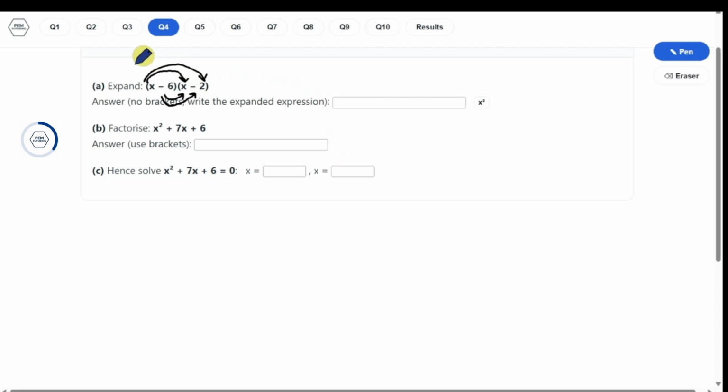So we want to do x times x, which is x squared. And then x times negative 2 is negative 2x. Negative 6 times x is negative 6x. And then we have negative 6 times negative 2, that is going to be positive 12. So we have x squared minus 2x minus 6x, that is going to be minus 8x, plus 12. And that is the answer for part A.